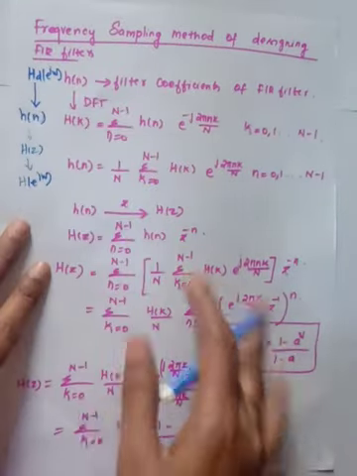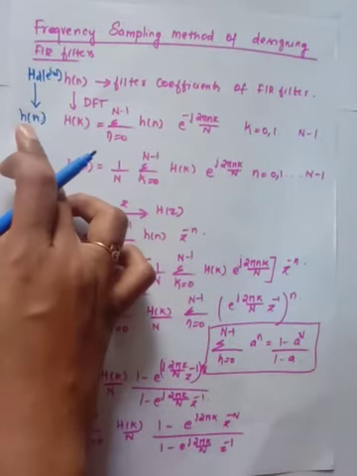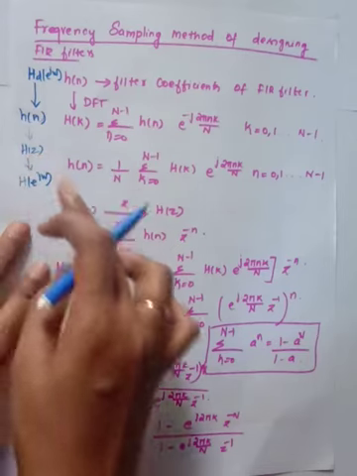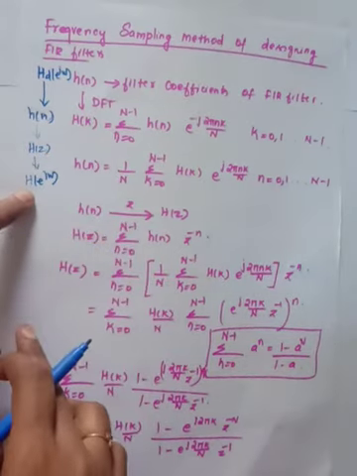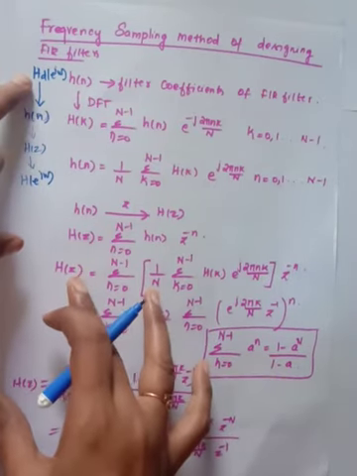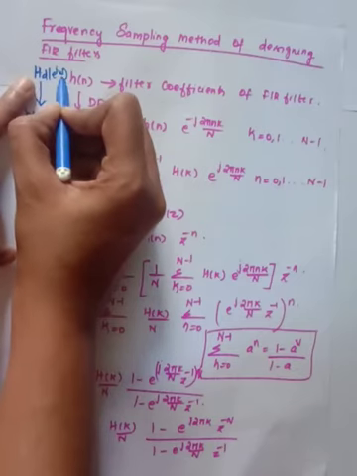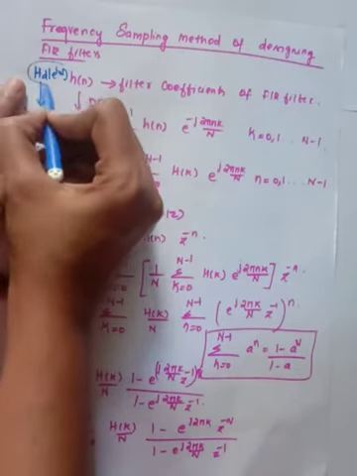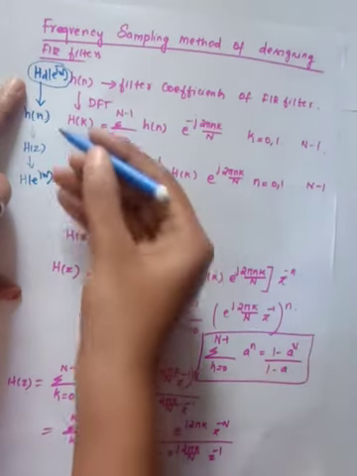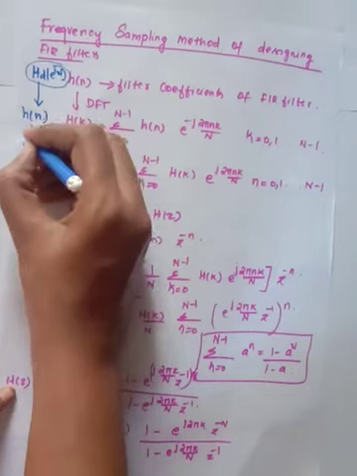Here we follow the same procedure: hd of e power j omega, then h of n, then h of z, then h of e power j omega. Here there is only one change: they will give the samples of hd of e power j omega. From the samples we are going to find out the same procedure. So these are the steps we are going to do.